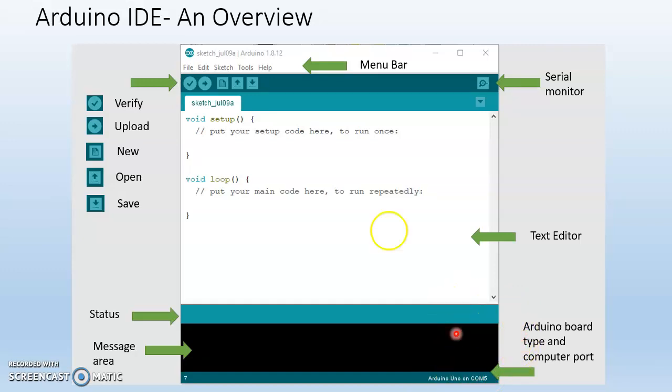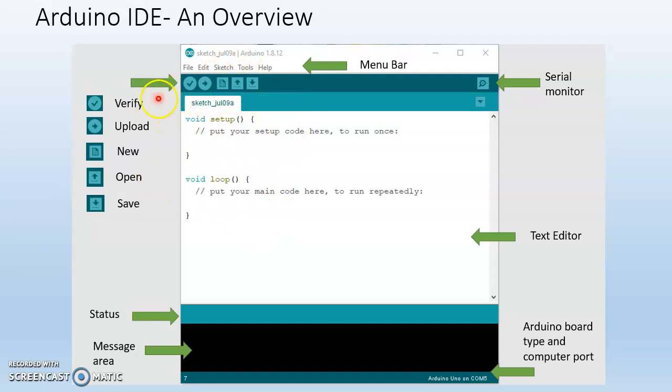We can select this from the Tools menu. When you click on Tools, it will show the different COM ports and different Arduino boards that we have to select from. By default it will select, but if not, then we have to select manually. Okay, so these are the important functions.